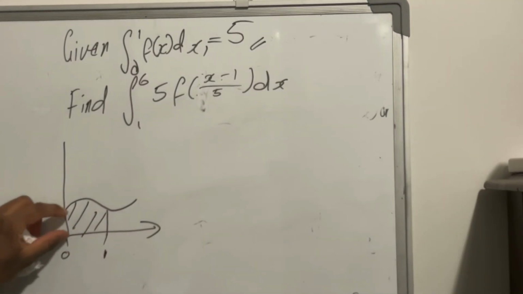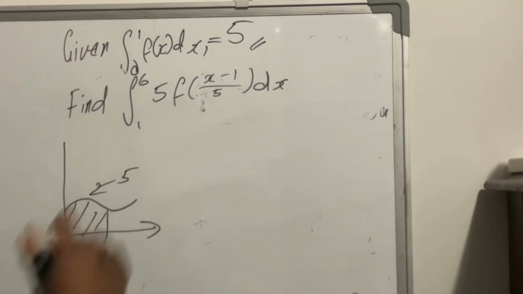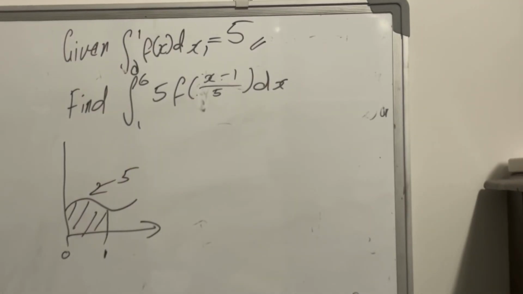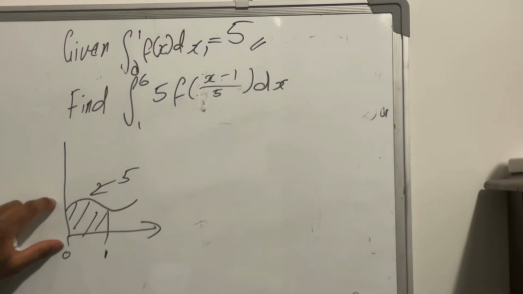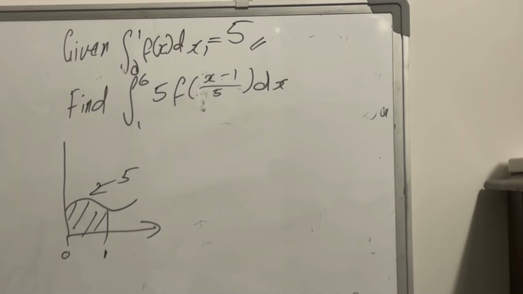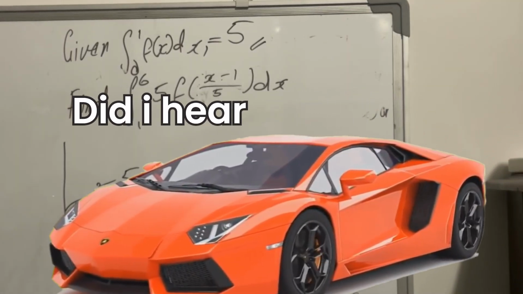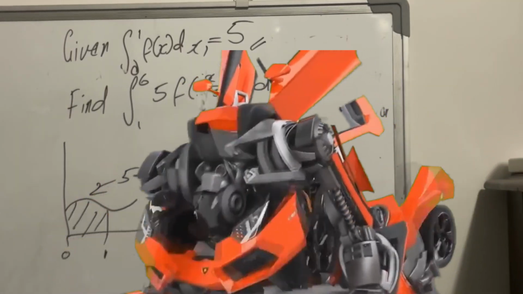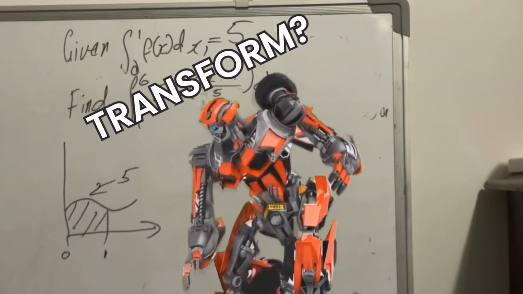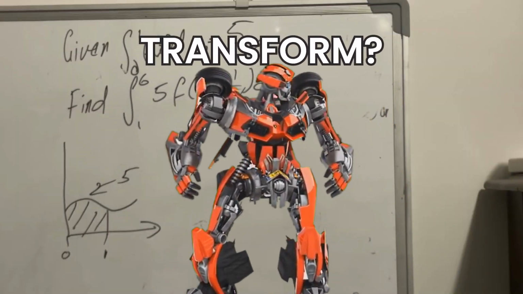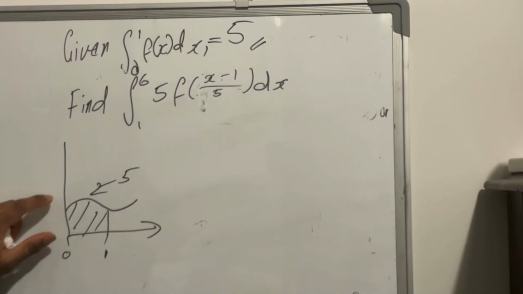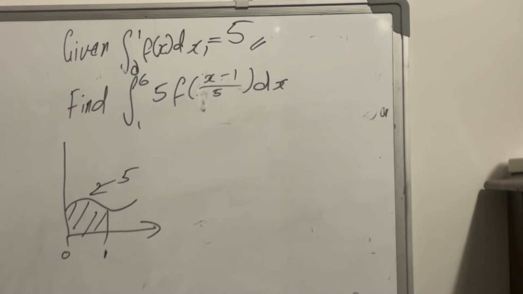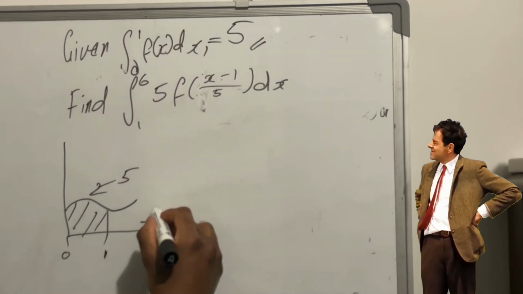So this is what this area will look like. It's going to be equal to 5. Remember, an integral refers to area. So let's think about it. What happens to this when we transform this area? When we apply these transformations onto our area, let's have a look at it.